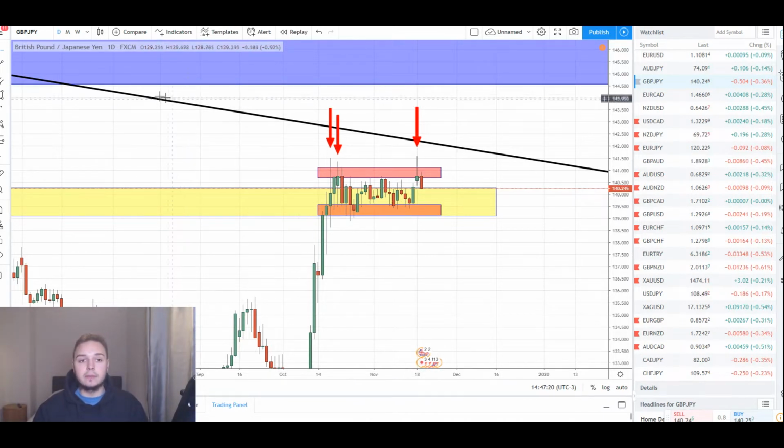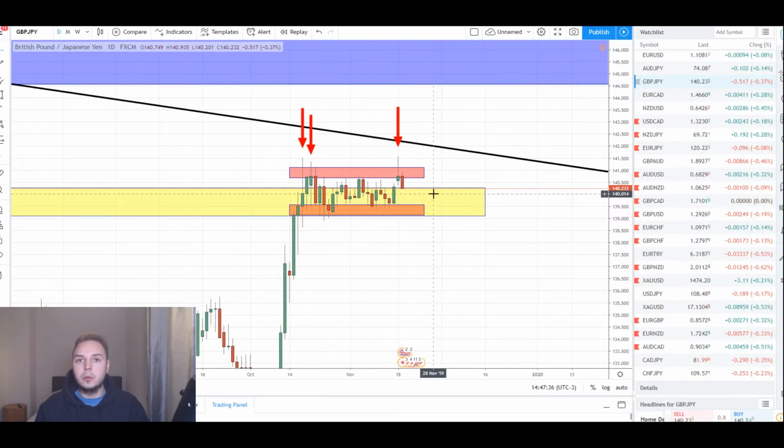But we know we have this monthly trend line. This monthly trend line is telling us that it's pushing the market down, and we also have this resistance of the monthly time frame as well, which is close by. So currently the market is undecided what it's going to do next.